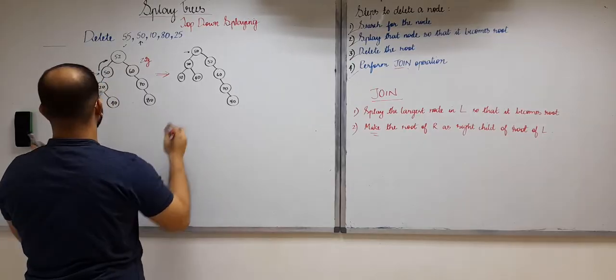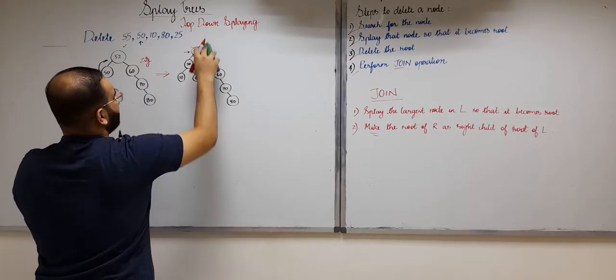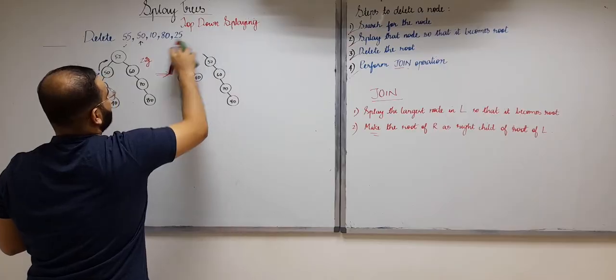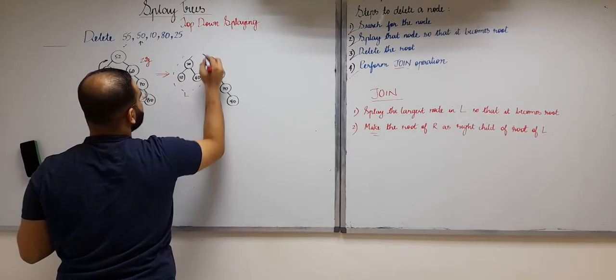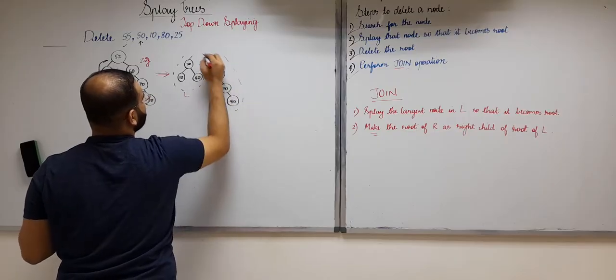Now we can delete 50, right? We can delete the root in the third step. So now we deleted the root. Now what is the next step? This is my left subtree. This is my right subtree, correct?